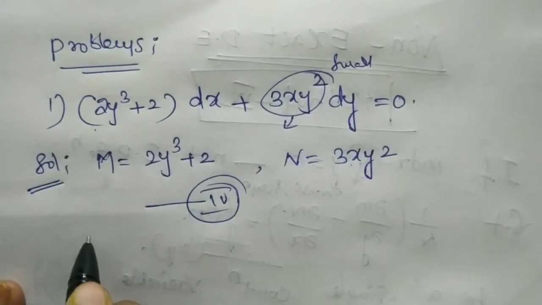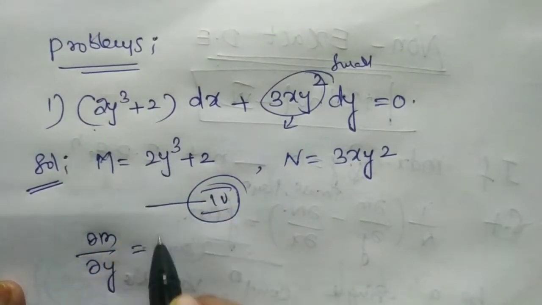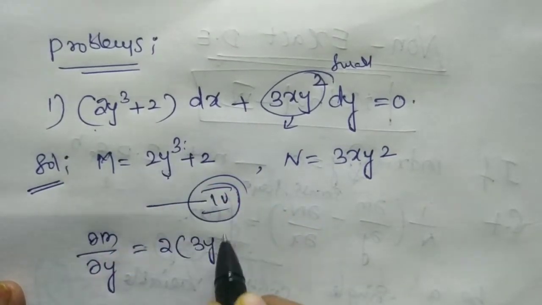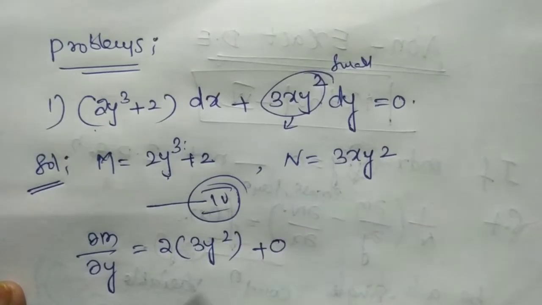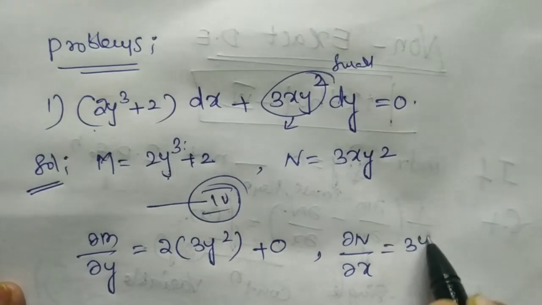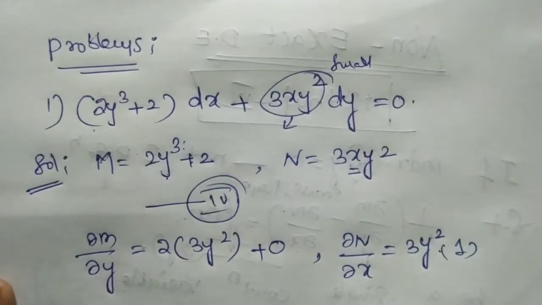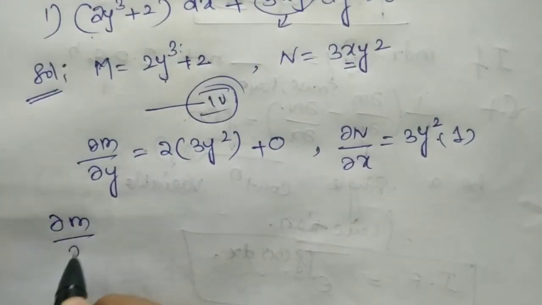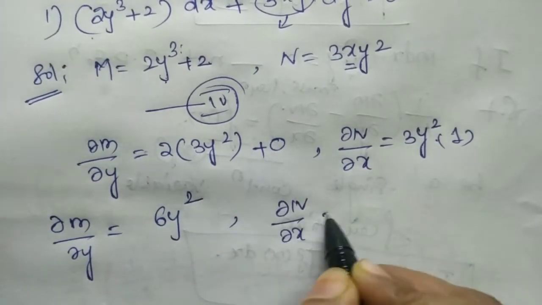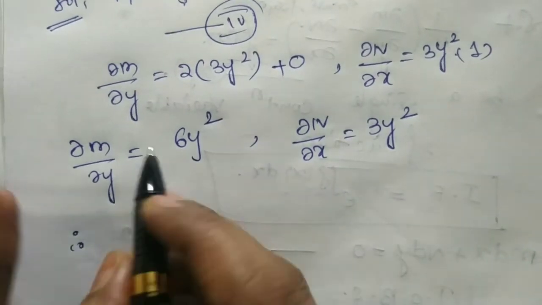Then ∂M/∂y: ∂/∂y of 2y cube is 6y square, plus ∂/∂y of the constant is 0. Also ∂N/∂x equal to 3y square, since ∂/∂x of x is 1. So finally ∂M/∂y equal to 6y square, and ∂N/∂x equal to 3y square.